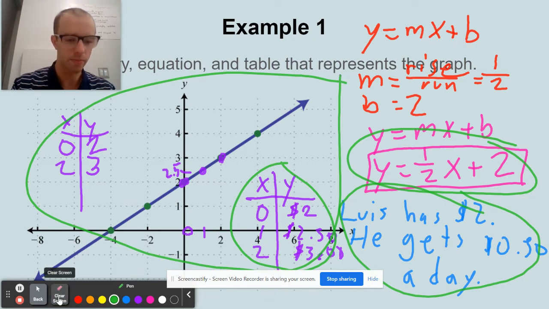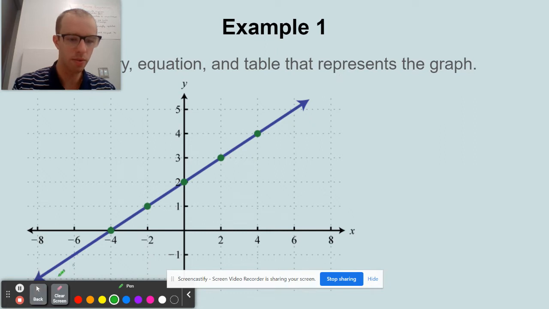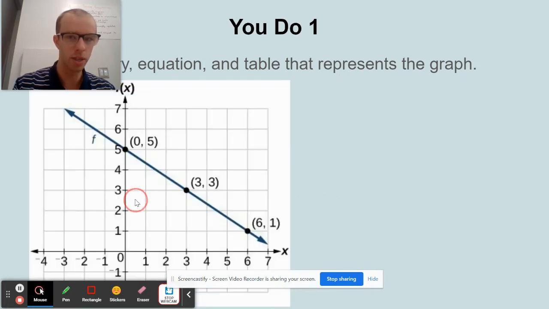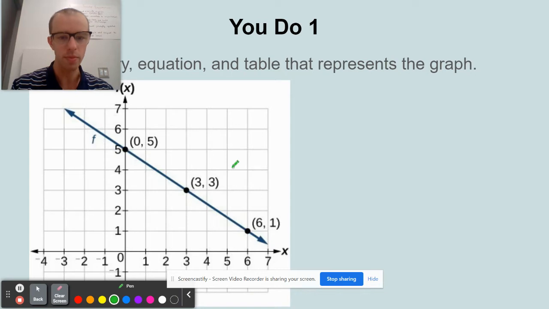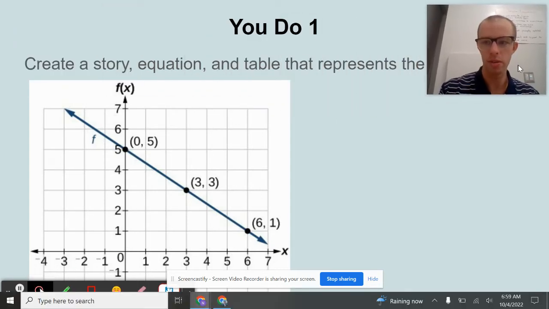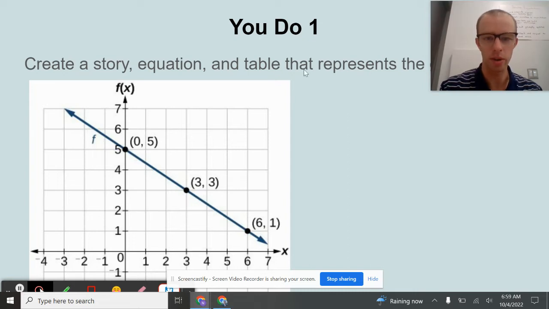All right. Let's move on to the you-do here. Let me move myself a little bit. I'll go over here this time. Create a story, equation, and table that represents this graph. Go ahead and pause, do the you-do on your own, and then unpause to check your work.